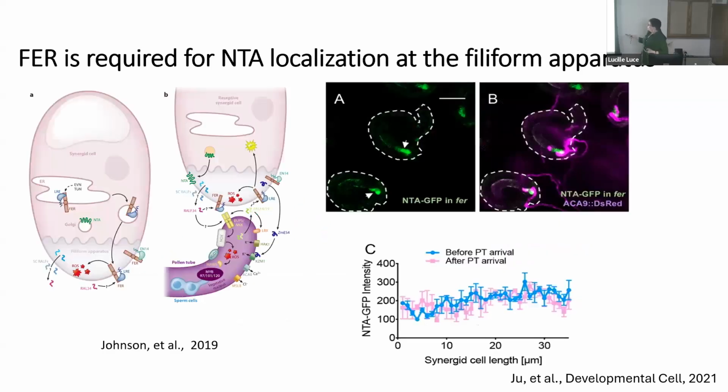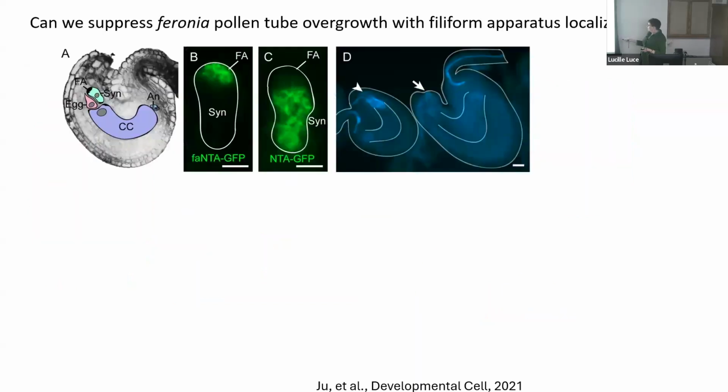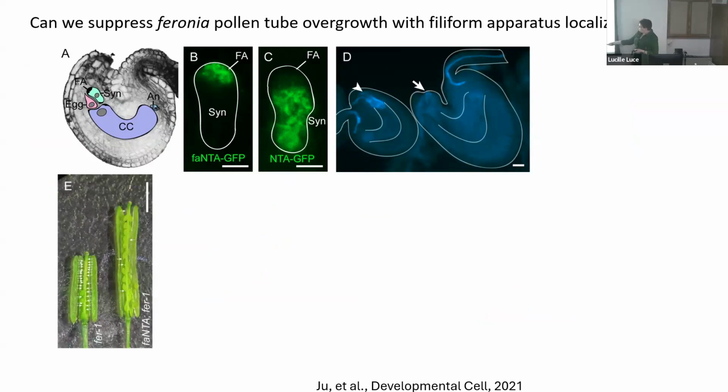Okay. We also knew that Feronia itself is required for this trafficking of Nordia to the filiform apparatus. So in Feronia mutants, Nordia stays in the Golgi, it doesn't go to the filiform apparatus. So the obvious question was, can we take our constitutively filiform apparatus localized Nordia, which we now call FA Nordia, could that complement the Feronia phenotype? So we did this experiment. So that's FA Nordia, this is regular Nordia, and we put it in a Feronia background, which has 80 to 90% infertility. And we start to see seeds developing.